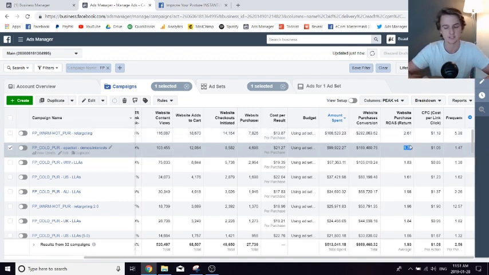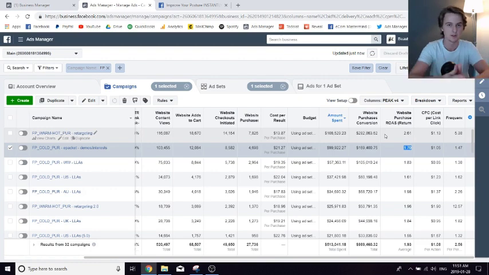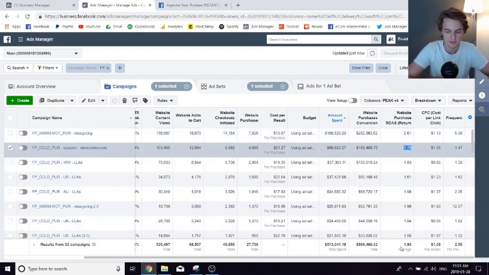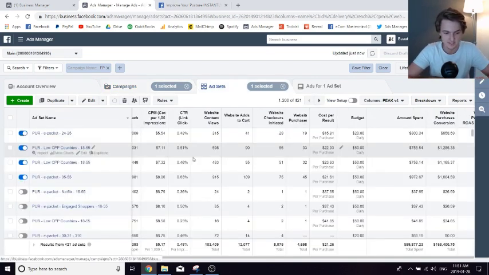Blended ROAS is the combination of taking a hit at the start to get people to know about your brand, and then you can retarget them. If you combine those two, you get a combined ROAS, in this case 1.93 overall blended ROAS. And let me show you what kind of ad sets I was targeting here.